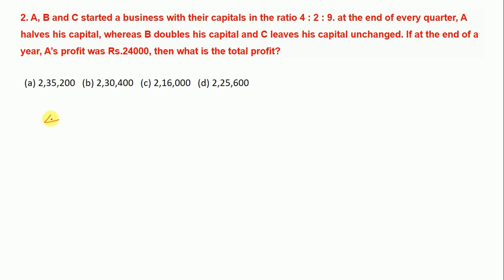Their capital investments are in the ratio 4:2:9. So A has invested 4 units, B has 2 units, and C has invested 9 units. They are changing at the end of every quarter, and in every quarter there are 3 months.